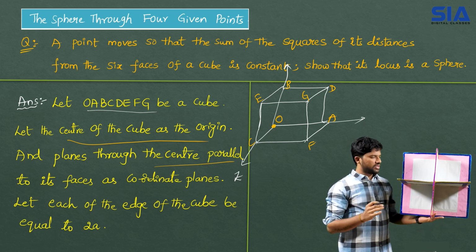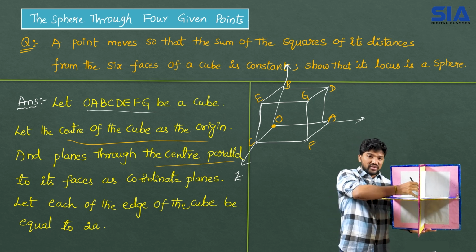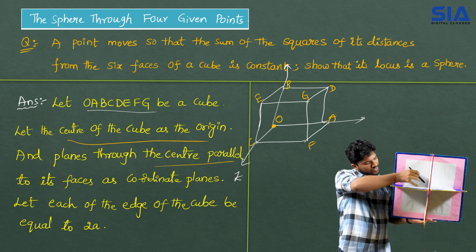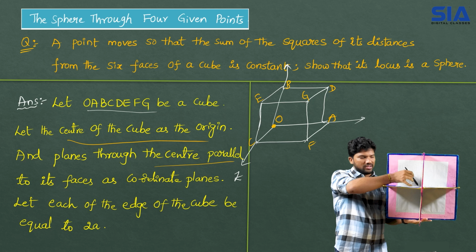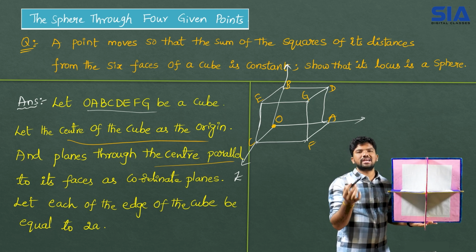Now if you take the six faces from a fixed point, meaning from the center of the cube, the distance, see, if the center of the cube is here, from here to here the distance I will take as a small a units.